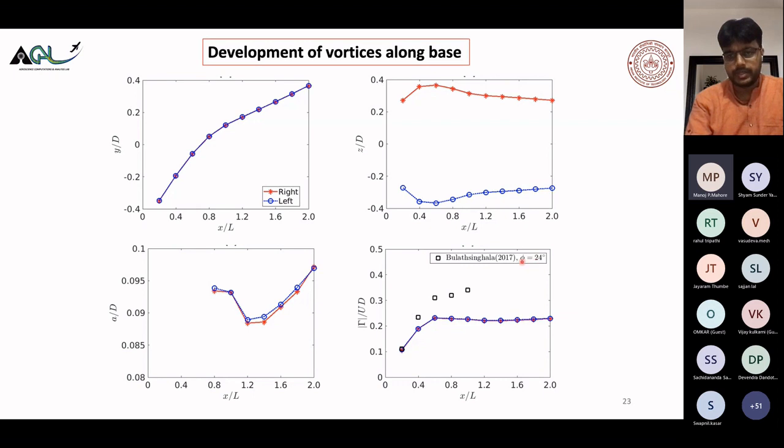This is at a different angle, but you can look at the pattern, which is very similar. What I'm showing here is the non-dimensional circulation. The circulation is increasing from 20% all the way to around 80%, which is again because the vortex size is increasing. After that, as the vortex size starts decreasing slightly, the circulation decreases a little bit, but after that almost remains constant.